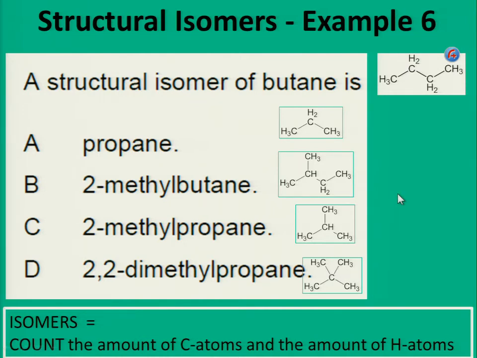Remember, a structural isomer has the same amount of carbons and hydrogens. So butane has 4 carbons. It cannot be A because there are only 3. It cannot be B because there are 1, 2, 3, 4, 5 carbons. It can be C because there are 1, 2, 3, 4 carbons. And answer D has 5 carbons. Therefore, the correct answer is C. A structural isomer of butane is 2-methylpropane.